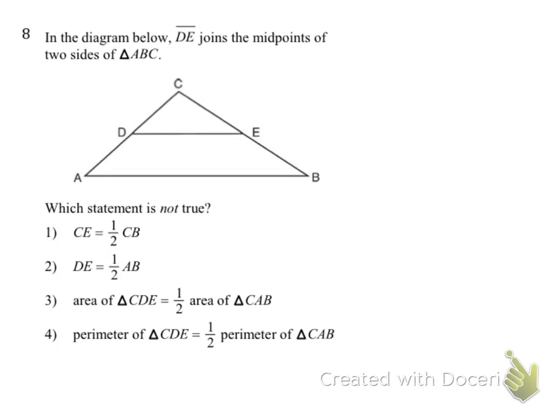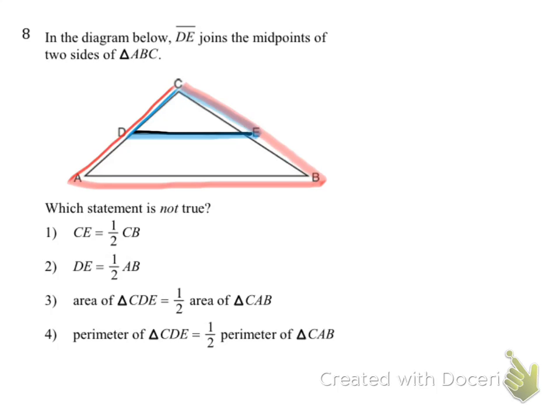Alright, so here DE joins the midpoint. Okay, so once again this is a mid-segment which is half of the bottom side. Which statement is not true? Is CE half of CB? You see, once you create the midpoint or mid-segment, the upper triangle that you see is half the size of the entire triangle in its length. Not necessarily the area, but in its length.